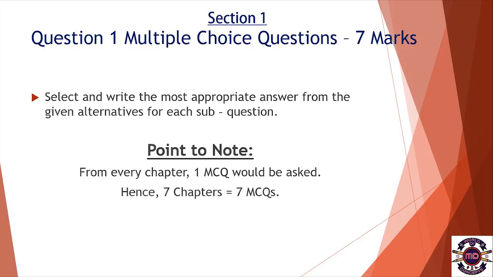Question 1, multiple choice questions, which is asked for 7 marks. The question would be in the form of: select and write the most appropriate answer from the given alternatives for each sub-question. The most important point, students, we need to note down is there are a total of 7 MCQ questions. Each MCQ question is asked from each chapter. So the key thing is to read the entire chapter thoroughly to score the entire 7 marks in this section.